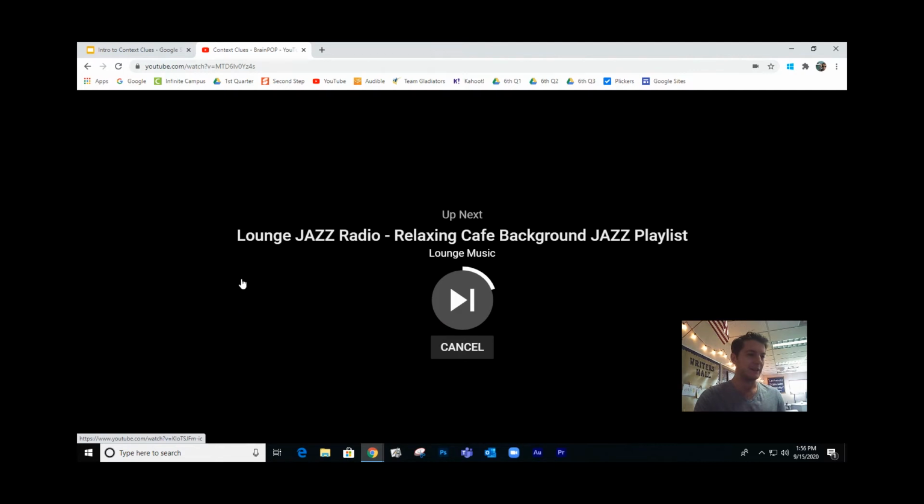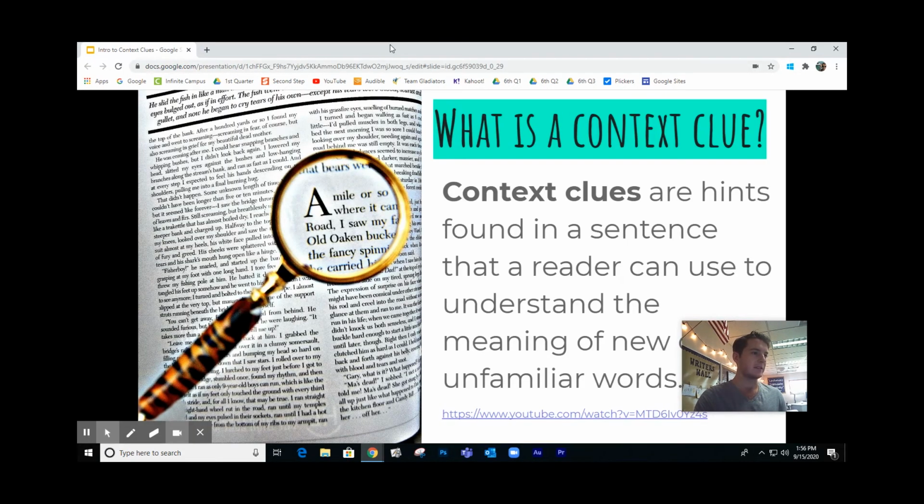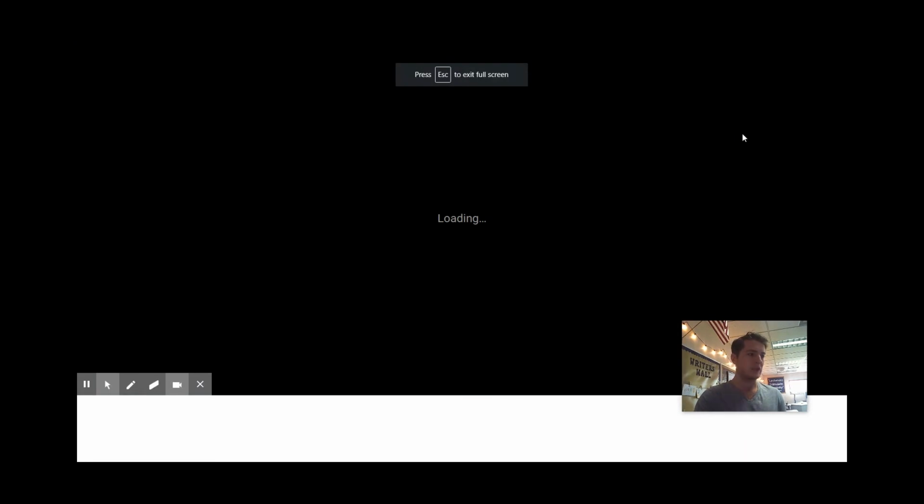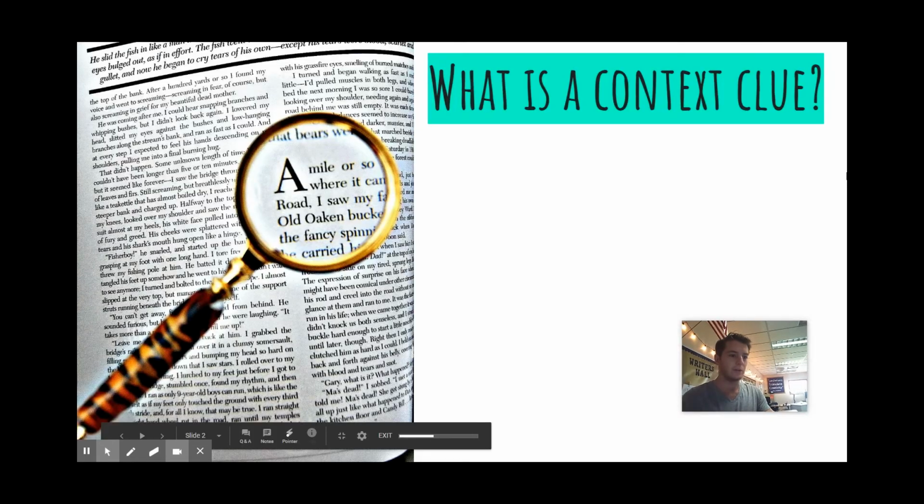Oh, that's a funny ending. All right, my computer is going so slow. Let's see if we can get back to my slides. Here we are. All right. So that gave us a little more information about what a context clue is. Once my slideshow loads, we can go back here.